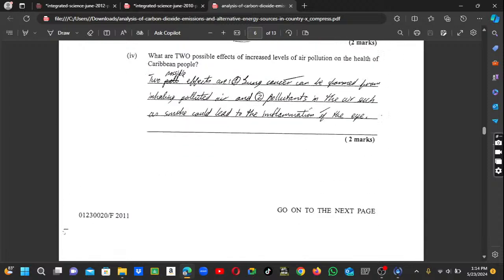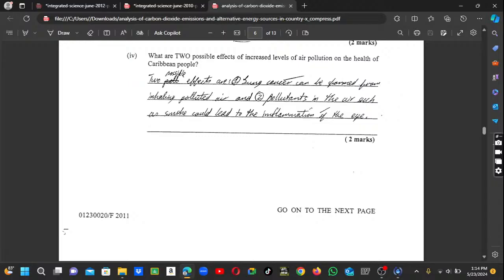So it says, what are two possible effects of increased levels of air pollution on the health of the Caribbean people? All right, I can go up to 12:30. No problem, Pablo. So two possible effects of the increase of air pollution on the health of the Caribbean people: pollutants in the air, such as smoke, can lead to inflammation in the eye. So this would be one effect.